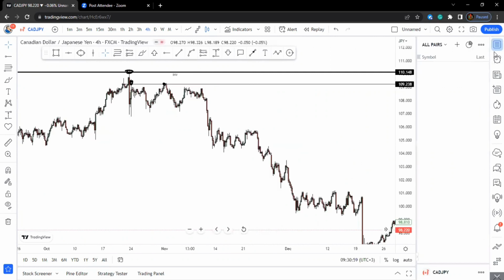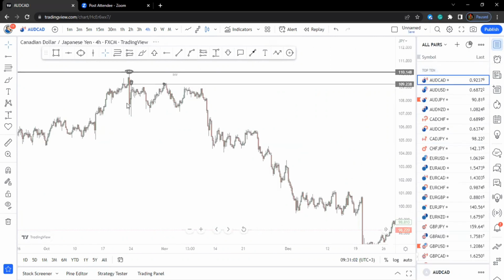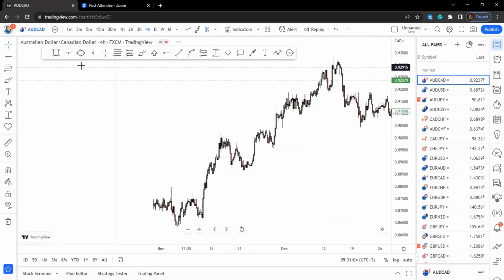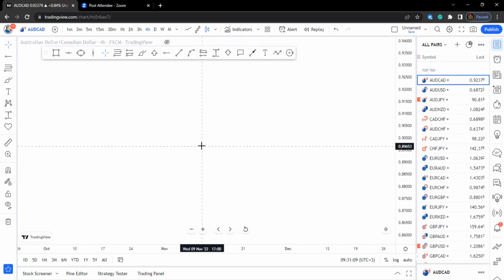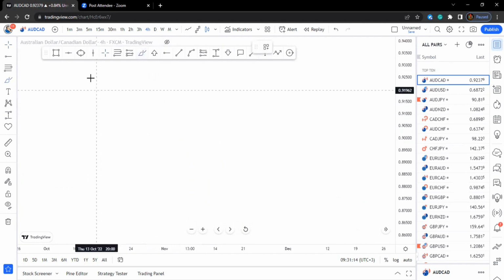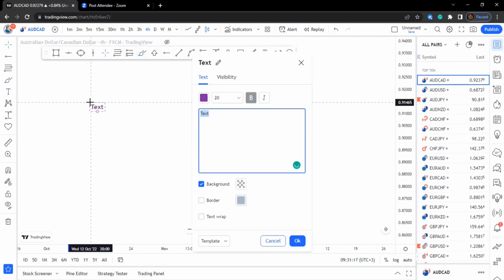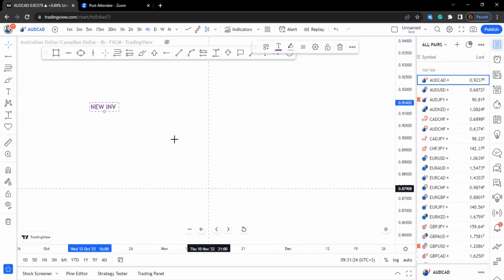Then let's jump on another setup. Okay, the second setup is new INV. We call it new INV. You just call it in that way. I'll show you how it looks like.